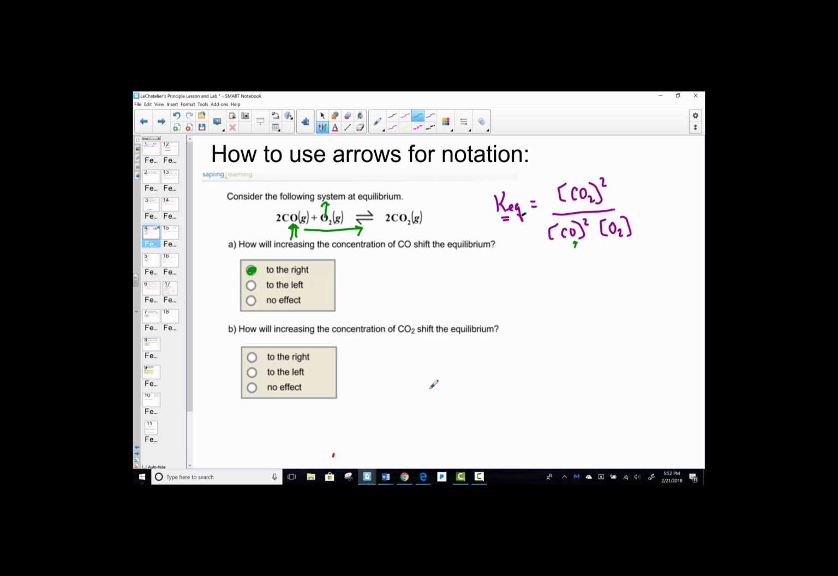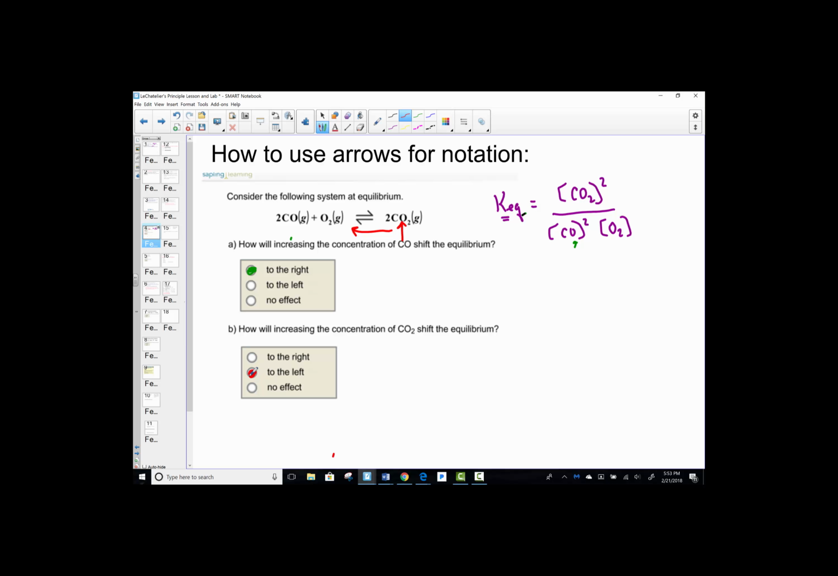What if, as in letter B, we increase the concentration of carbon dioxide? So this is the initial stress. Let's increase CO2. And again, here we're increasing the amount of product. That disturbs an equilibrium. The opposite of more is less. You want to use up the excess amount, so you point away from it. Using up the excess amount will make more CO and O2. This reaction will shift to the left.